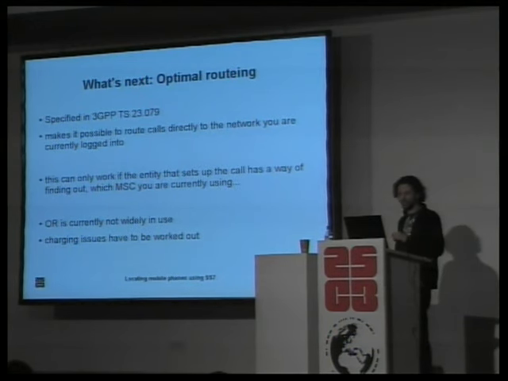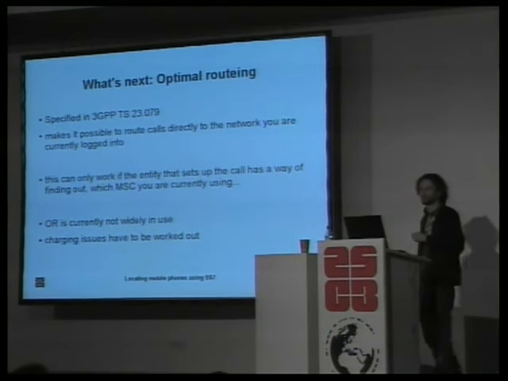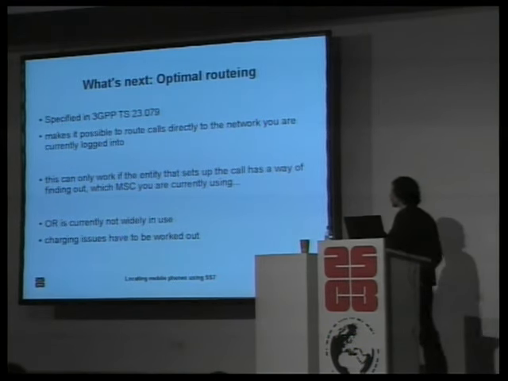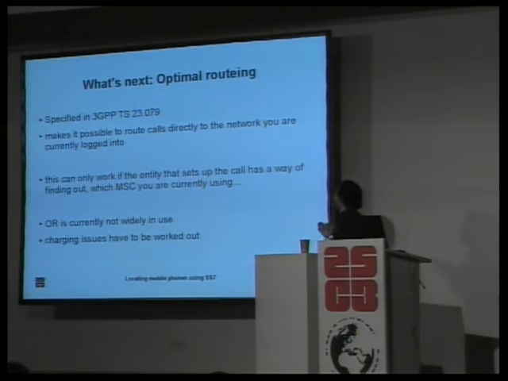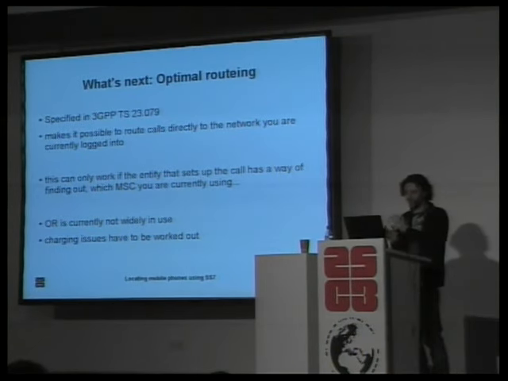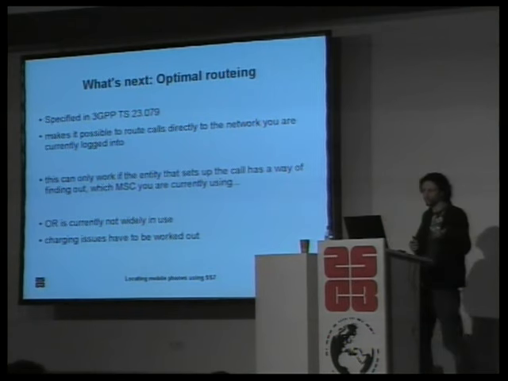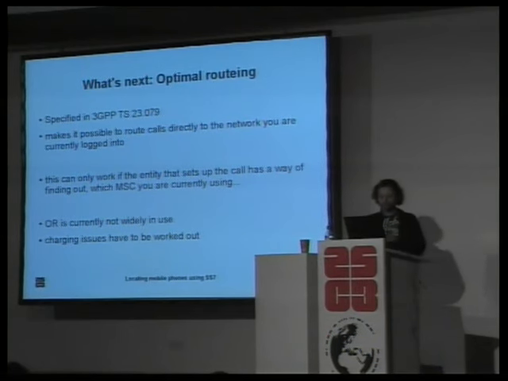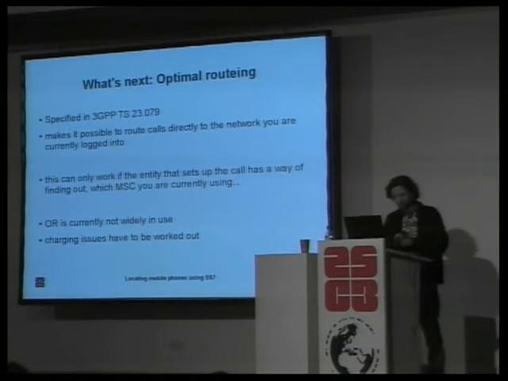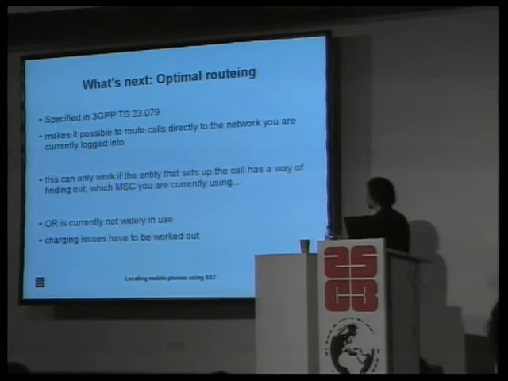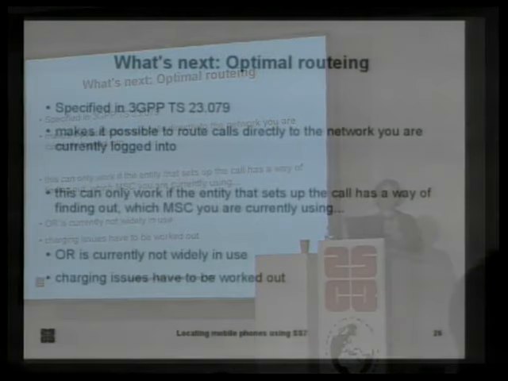It's already standardized, and it makes it possible to route calls directly to the network that you are currently logged into. But that, of course, can only work if the entity that sets up the call has a way of finding out which MSC you are currently using. So there is, again, that possibility to find out the MSC you are using and to locate you. So far, optimal routing is not widely used, or I don't even know of a single network that's using it. At least in Germany, no networks are using it.